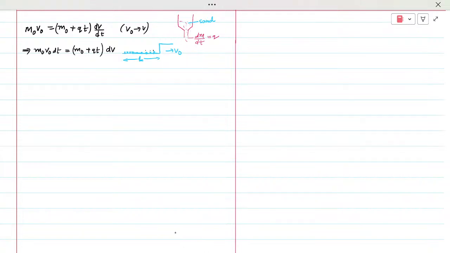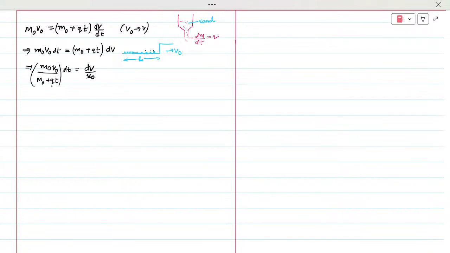So now m0 by (m0 plus Qt) into dt is equal to dv by v0. Now I am doing the integral of dv. Here m0 v0 I keep; this v0 is constant, the initial velocity is constant here.